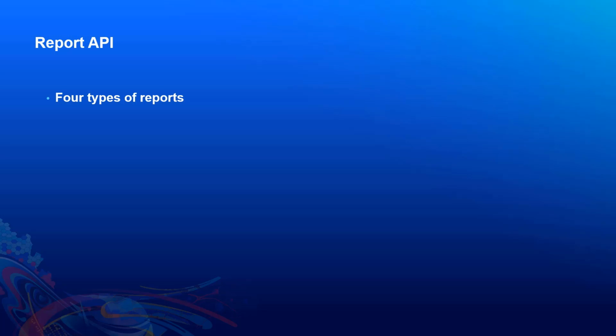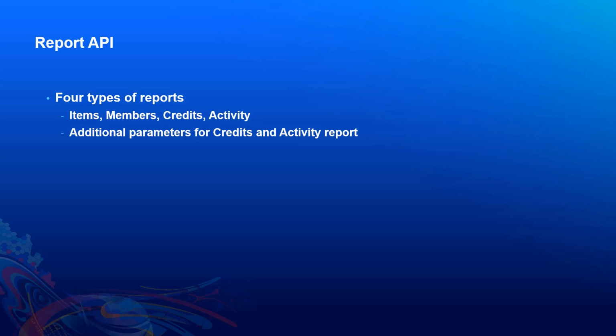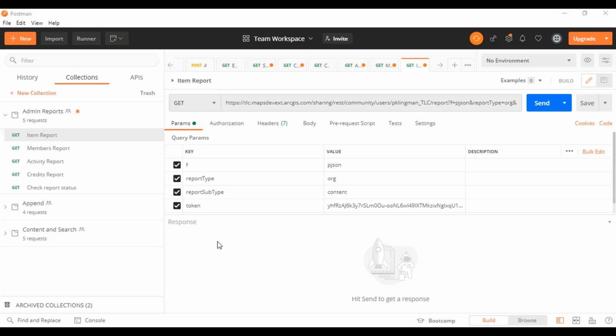So, as Jake mentioned, there are 4 types of reports. We have the items report, members report, credits report, and activity report. And these all can be generated programmatically through the report API. There are some additional parameters for the credits and activity report, but besides that, all the parameters are essentially the same. And with that introduction, I will get into a demo of the reporting API.